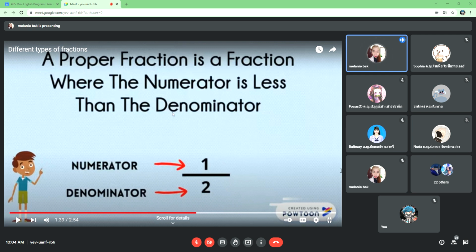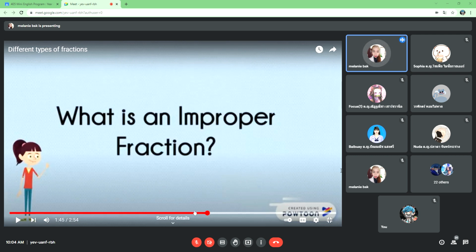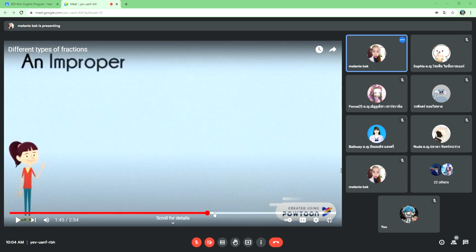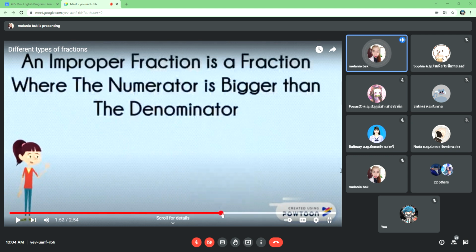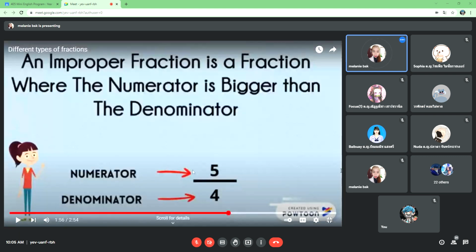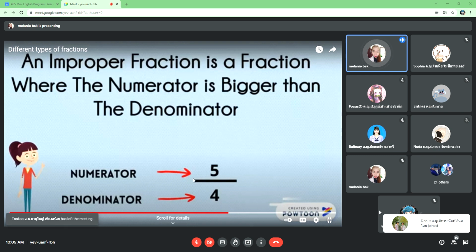Next, how about the improper fraction? An improper fraction is a fraction where the numerator is bigger than the denominator. For example, 5/4. The numerator is 5 and the denominator is 4. It says here the numerator is bigger than the denominator. So 5 is greater than 4, so this one is an improper fraction.